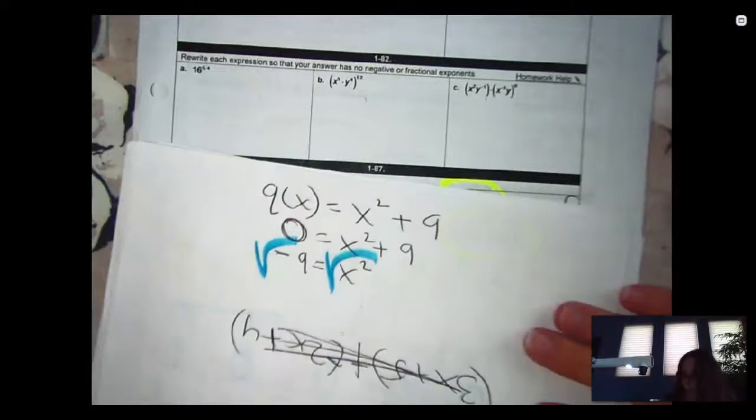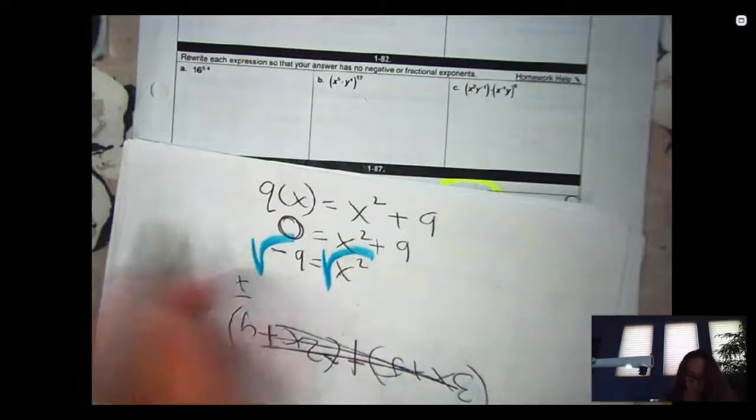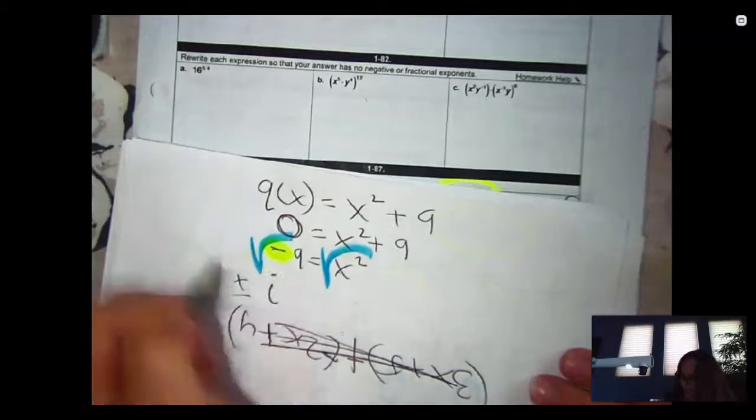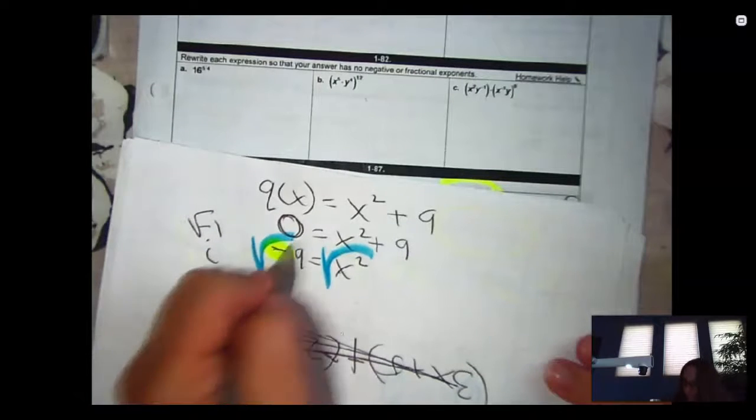And remember, whenever you square root, because it's a squared, you're going to do plus or minus. But the problem is, there's a negative. So, what does negative mean? It means it's square root of -1, which is your i. And then what's the square root of 9?